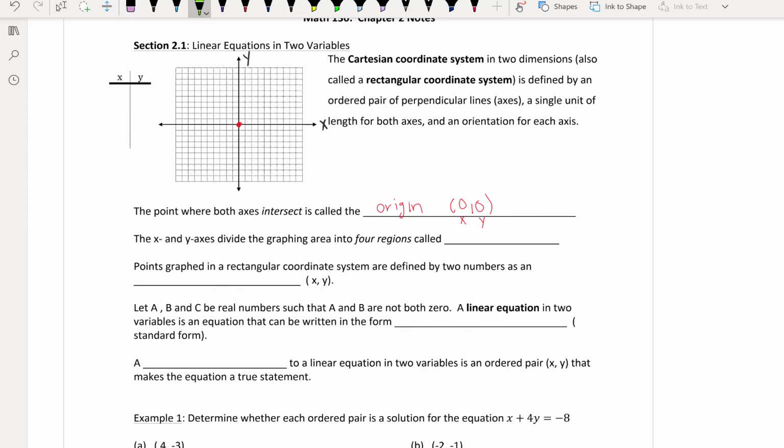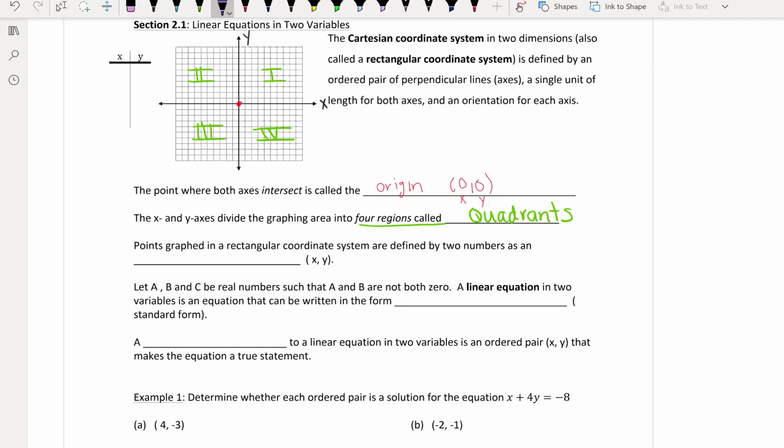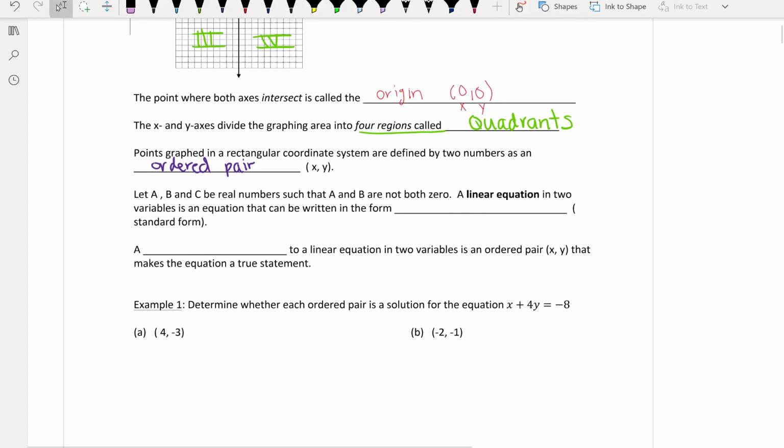And we also have the four regions, called the quadrants. So we have quadrant 1, quadrant 2, quadrant 3, and quadrant 4, and we use Roman numerals to describe the quadrants. It also says that points graphed in a rectangular coordinate system are defined by two numbers as an ordered pair. And the ordered pair always goes alphabetically, so we usually say it's x and y.